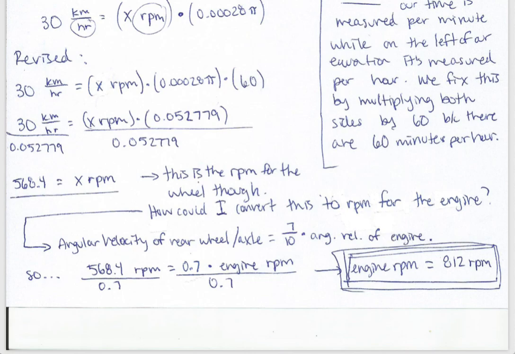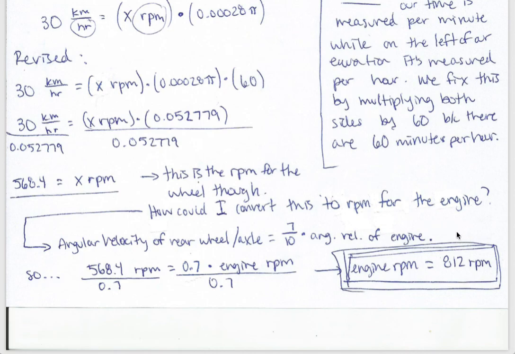So if I set up another little equation, 568.4 RPMs, that's the angular velocity of our rear axle and wheel, that should equal 7/10 or 0.7 times my engine angular velocity, which again we don't know. So if I want to isolate the engine RPMs, I'm going to divide both sides by 0.7. And when I do 568.4 divided by 0.7, I get 812. So I put a bunch of boxes around that because that is our official final answer.